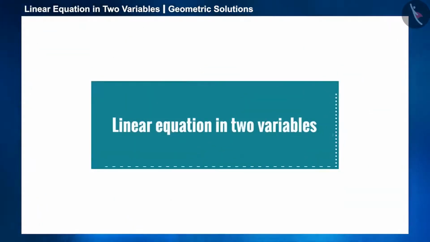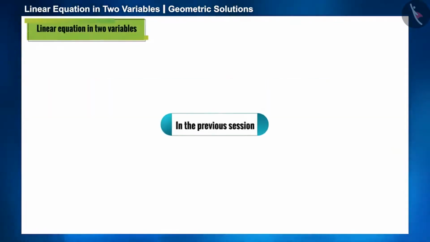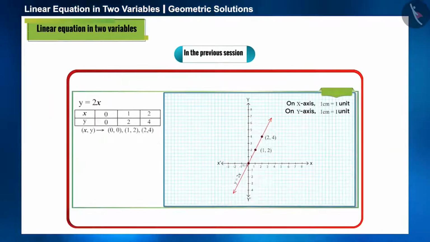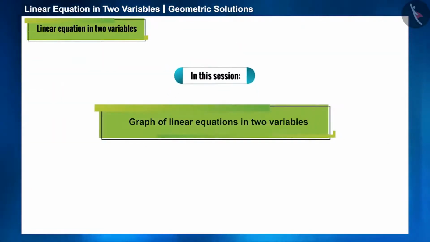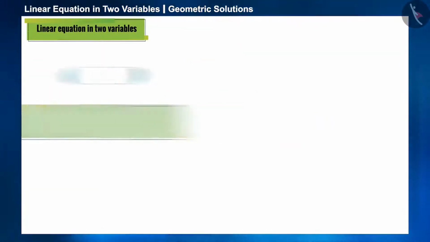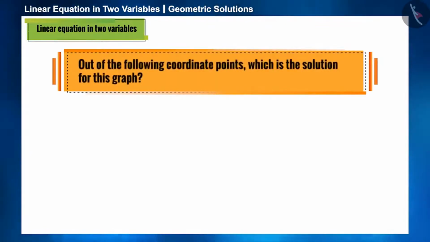Hello friends, welcome to this video on linear equations in two variables. In the previous video, we learned to represent the linear equation in two variables on a graph paper. In this video, we will solve some more questions related to this. Let's look at the first question. Out of the following coordinate points, which is the solution for this graph?